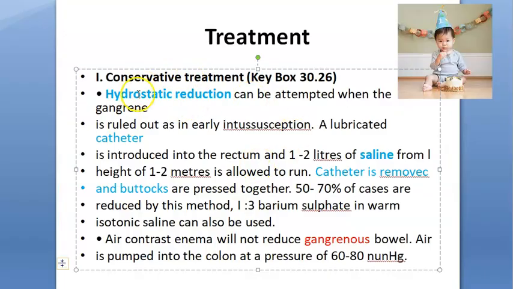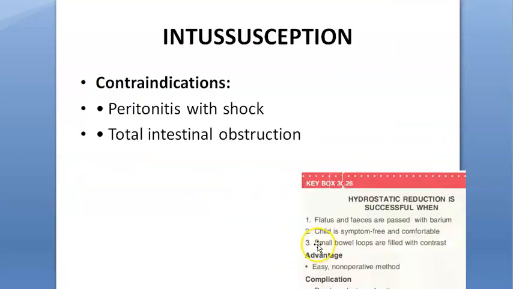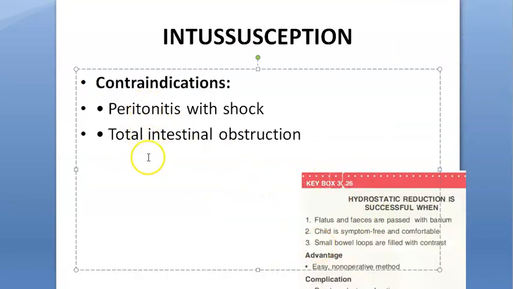Then treatment: you can do hydrostatic reduction with saline, putting in a catheter. Or you can also do air contrast. In gangrenous cases, you should not do air contrast. Remember, if there is peritonitis with shock or total intestinal obstruction, you should not do this kind of reduction, right?